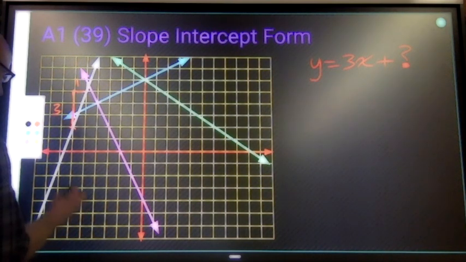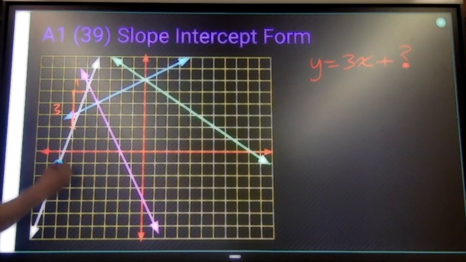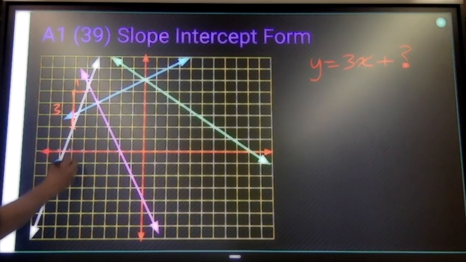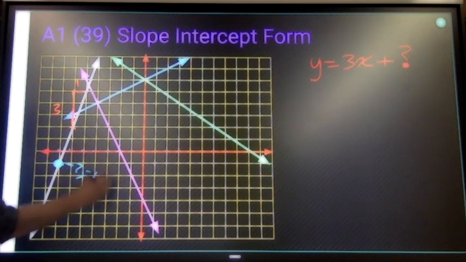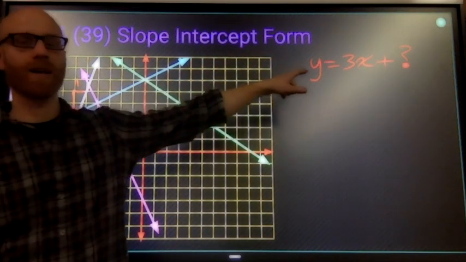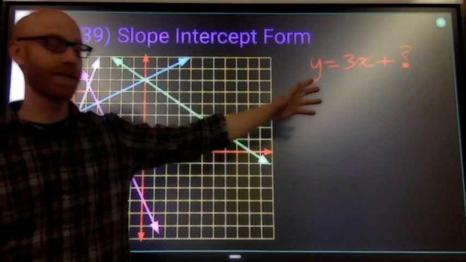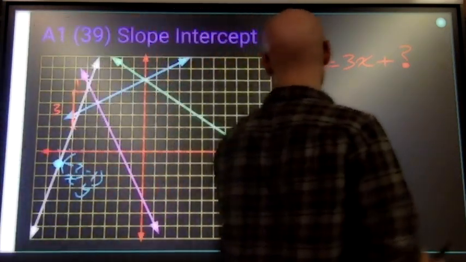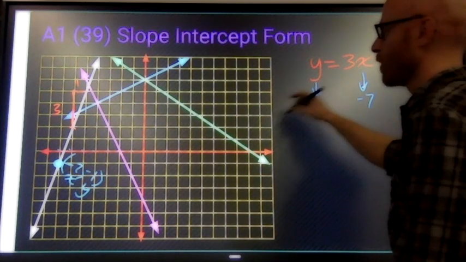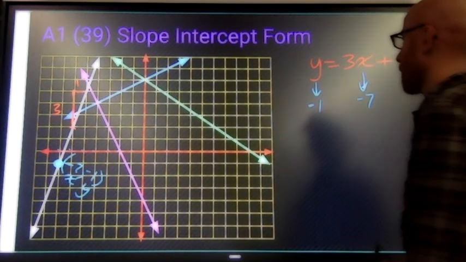I'm going to choose this one here. -1, 2, 3, 4, 5, 6, 7. -7, -1. This value, x, y, should solve that equation. So I'm going to insert that x and that y. When x is -7, y should be -1.